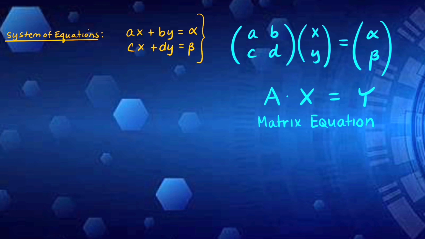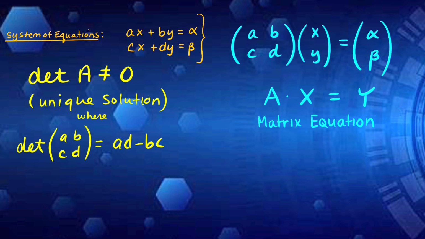But next we take our system and reformulate it into a matrix equation. The matrix A, known as the coefficient matrix, encodes everything we need to know about the system, and thus we can use it to determine the nature of the solutions. If the system has a unique solution, its determinant will not be equal to 0. That is, AD minus BC will not equal 0.